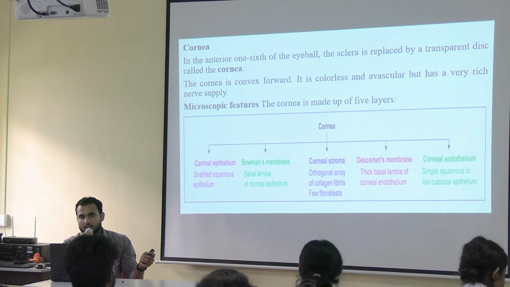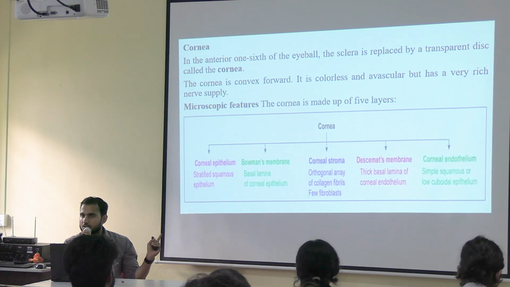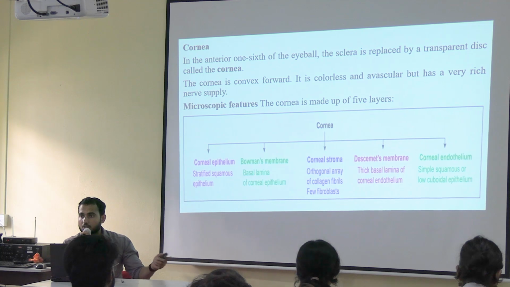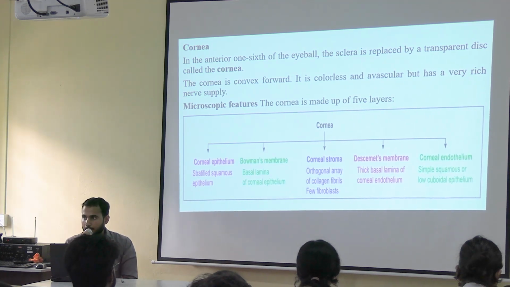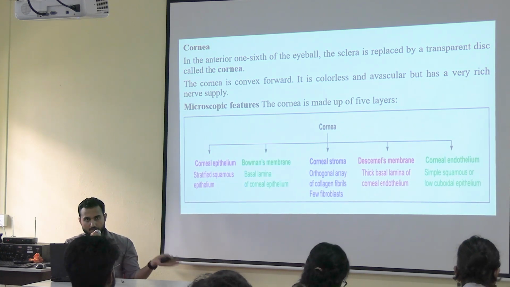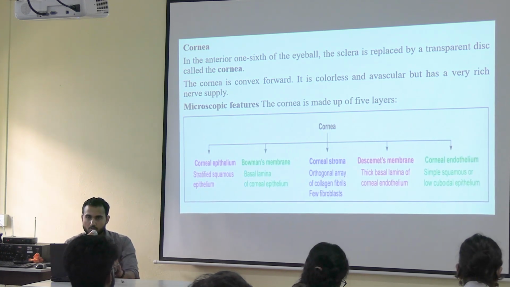So which is the outermost layer? Yes, corneal epithelium is the outermost layer. Which is the innermost layer? Corneal endothelium. So epithelium and endothelium are different. I hope you know that.